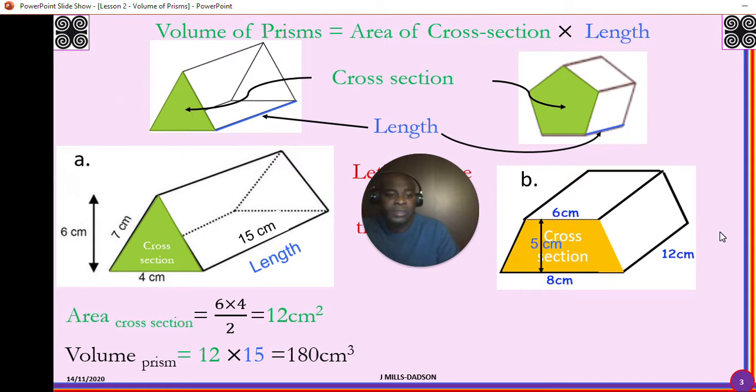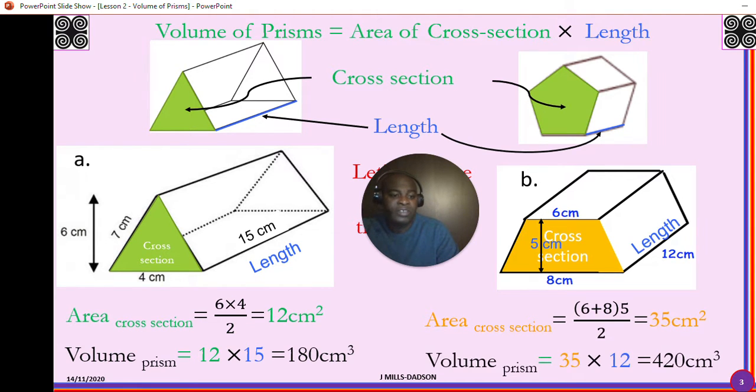So cross-section, when you work it out, 35 cm squared. Length, 12. 35 times 12, 420 cm cube. Simple as that.